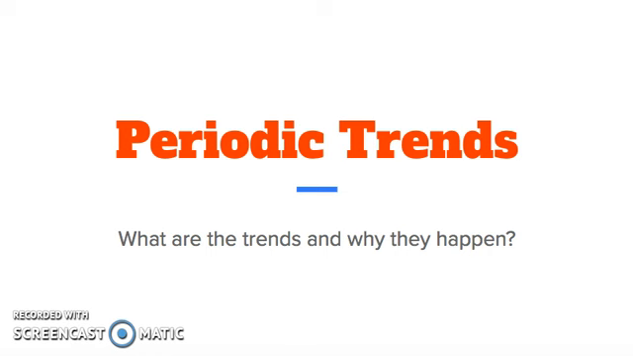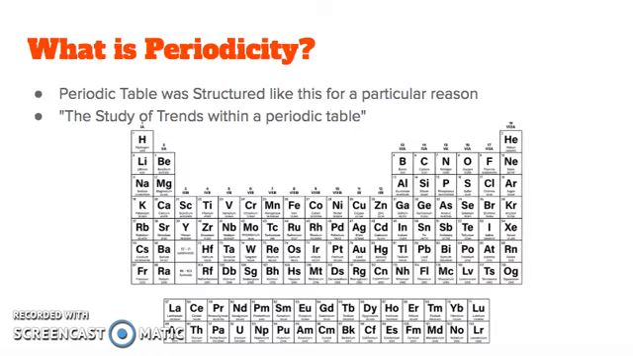So since this content is related to periodicity, which is the name of chapter 3, I decided to just include what periodicity means because a lot of people don't know. Periodicity means the study of trends within the periodic table. And we have to remember that the periodic table was structured in this manner with these elements in this exact order for a reason. One of these reasons is to help us understand the periodic trends that happen. So we're going to be exploring trends that happen down a group or across a period.